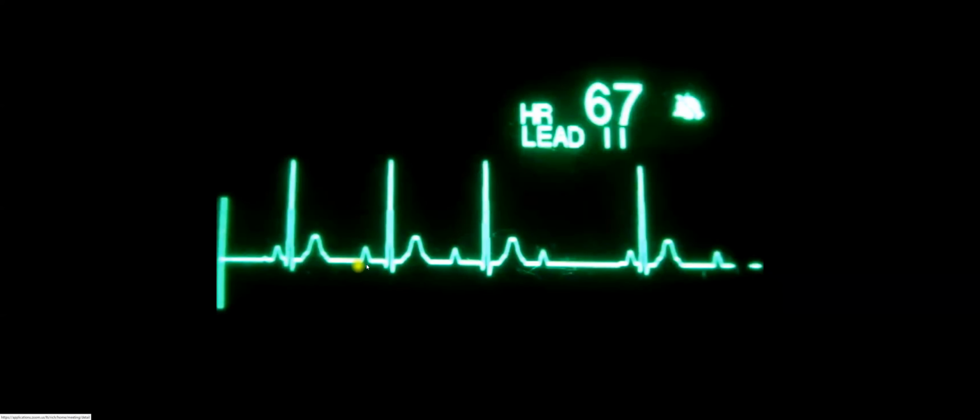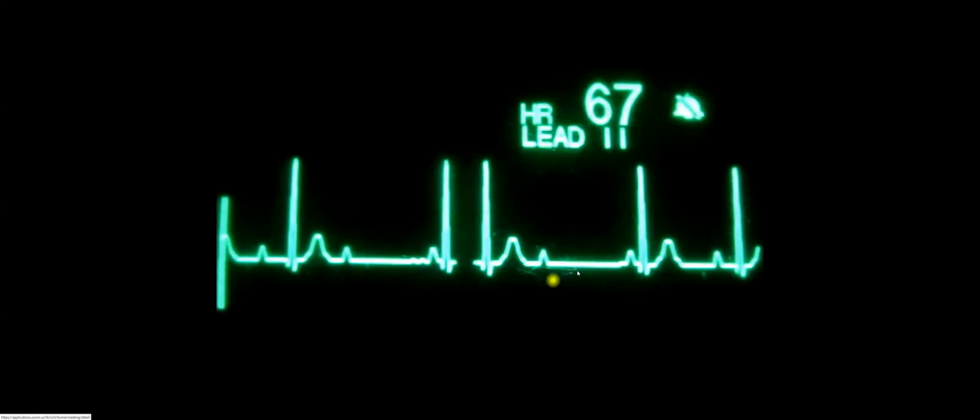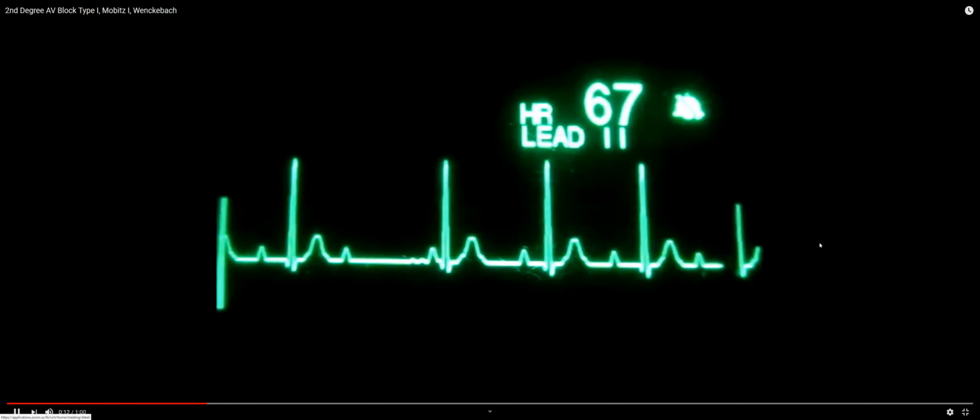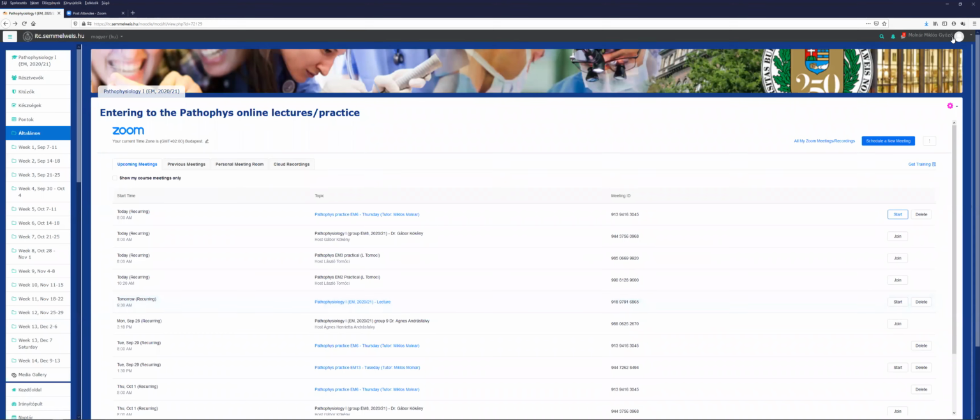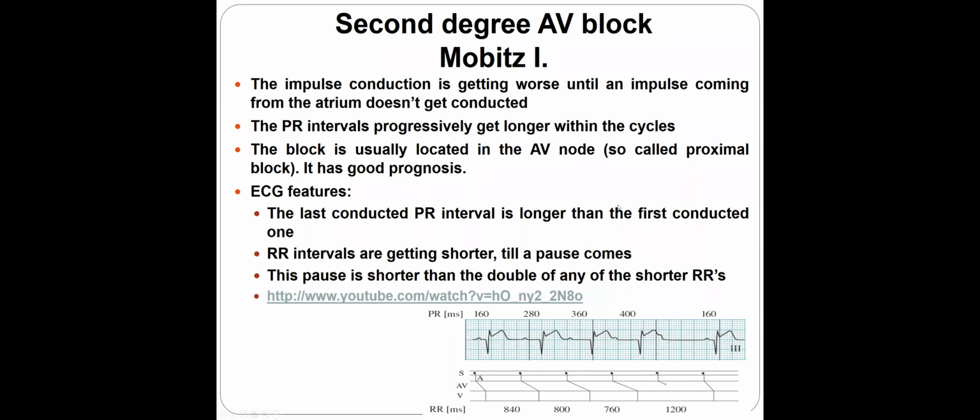See, normal, longer, longer, longer, and dropped. Normal, longer, longer, and dropped. So this is high, and this is arrhythmic, completely arrhythmic. Or you can point out which bit is out of order.